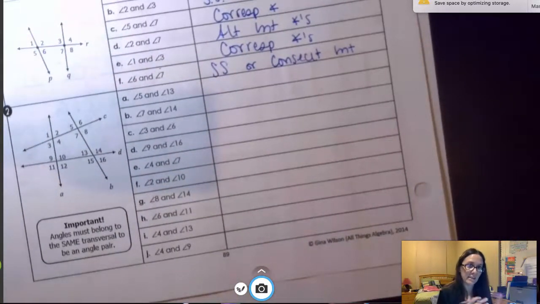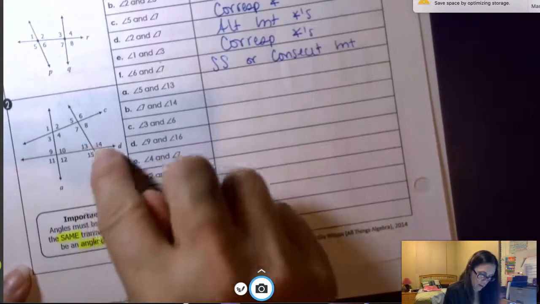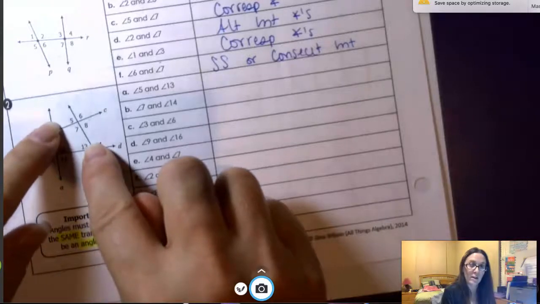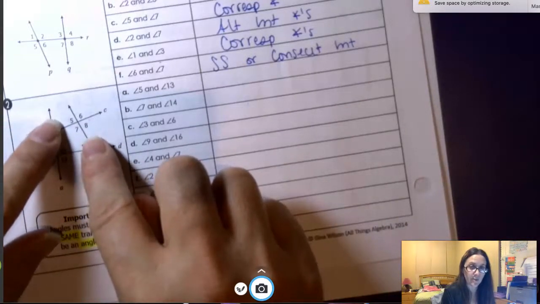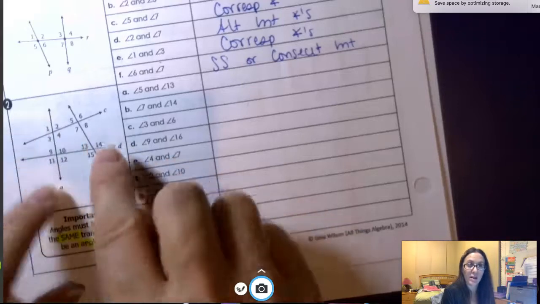Okay, I'm going to pause the screen and fill this one out. So you should pause, see if you can fill out everything you can. Now also pay attention that angles must belong to the same transversal to have an angle pair relationship. So if I had an angle from here and an angle from 1, 2, 3, 4, they do not share a transversal. That is not going to have a relationship. Here, these two share a transversal, these two share a transversal, those two, and those two. If they're across, they don't share a transversal.